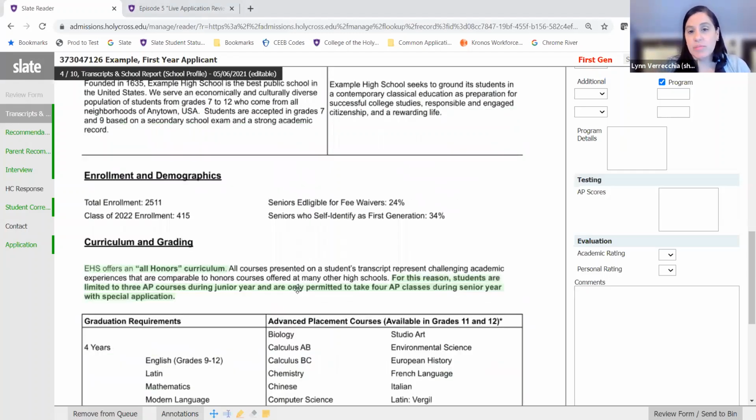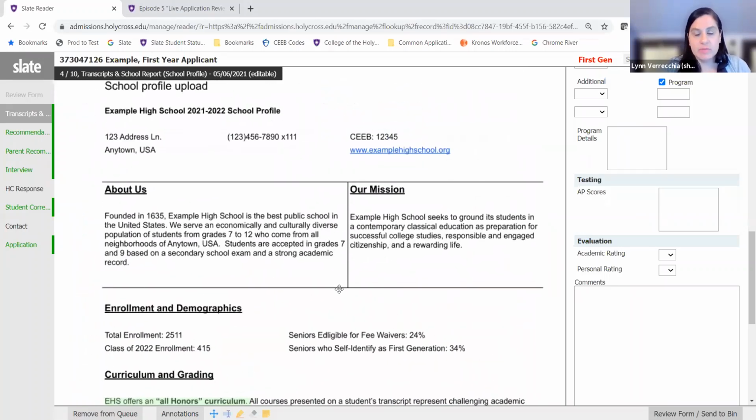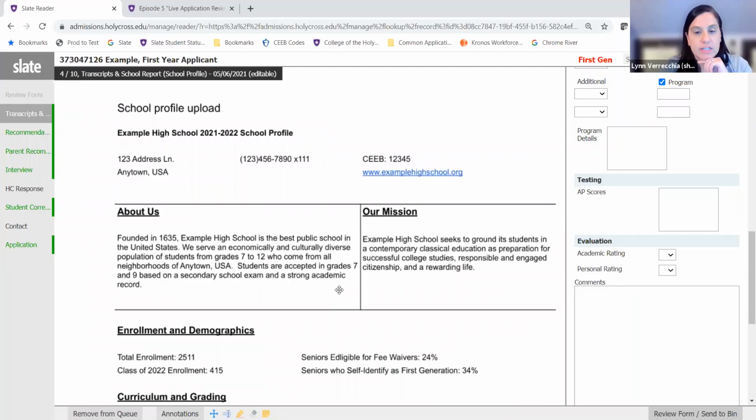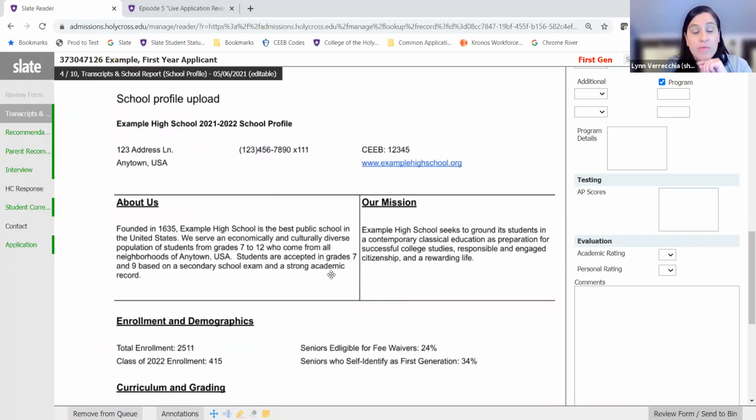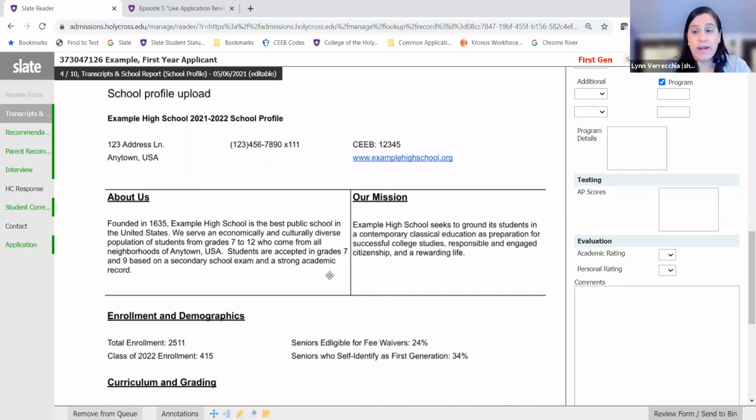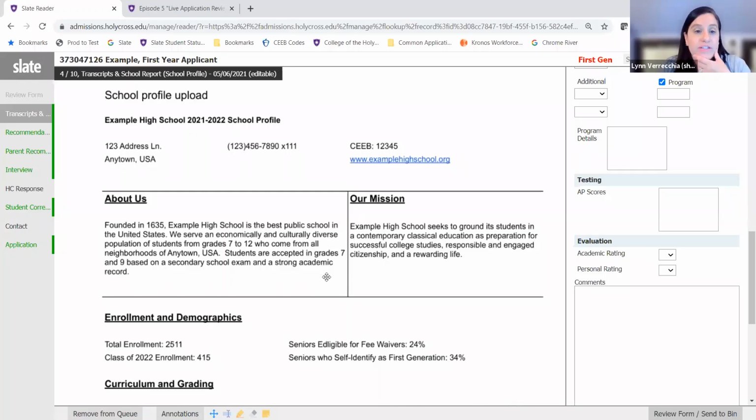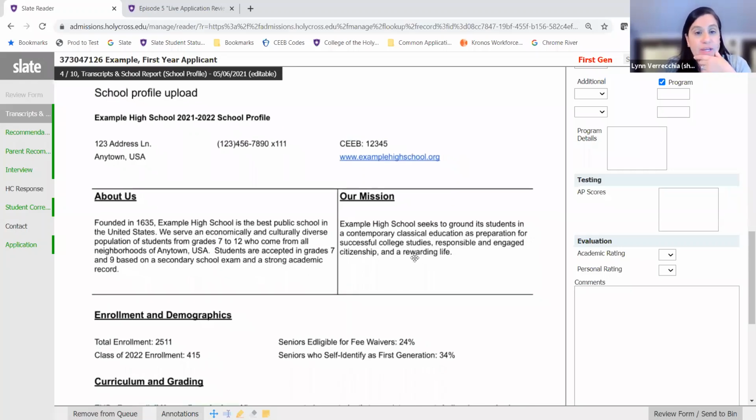All schools have this document. Many students are not aware that it exists, but it really is that key to understanding your school and your transcript. If we don't find it in your application, which is pretty rare, we will look for it on your school's website. We will call your school counselor. We'll do what we need to do to get the information that we need.